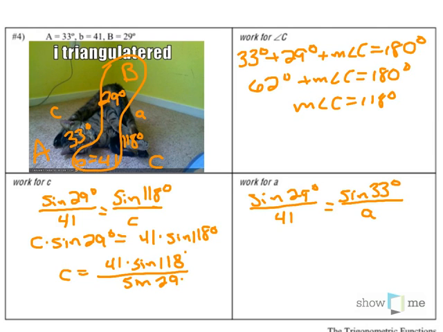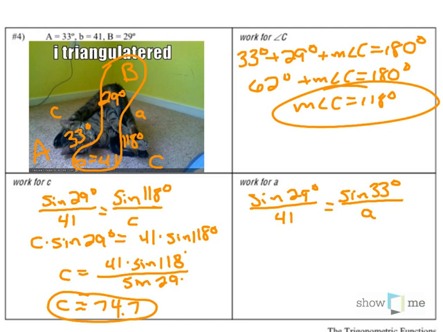Put that in your calculator. Assuming I typed it in correctly, gives me C is a gargantuan 74.7. It's opposite the biggest angle, and that's a big number, so that's a definite possibility.